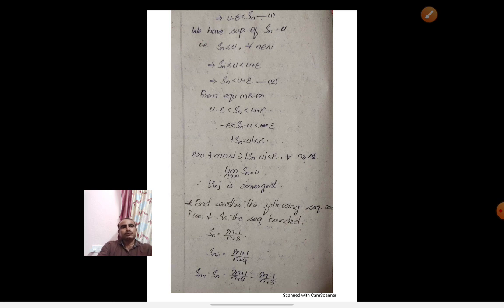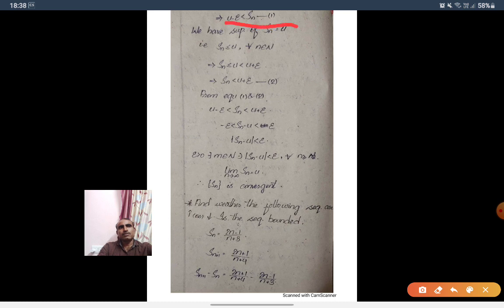From 1 and 2, from this and this, what do we write? u minus epsilon is less than Sn is less than u plus epsilon. Nothing but minus epsilon is less than Sn minus u, which is less than epsilon. This implies we can write mod Sn minus u is less than epsilon. So for each epsilon greater than 0, there exists a natural number n such that mod Sn minus u is less than epsilon. Therefore, limit Sn is equal to u.